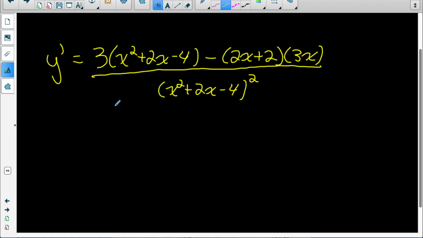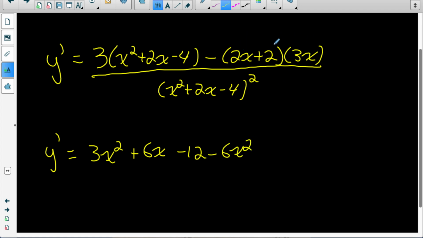And then we just have to simplify this. So I would expand the numerator and collect any like terms. So I've got 3x squared plus 6x minus 12. And then I need to subtract this product. So this product would be 6x squared, so I have to subtract 6x squared. And then 6x, so I have to subtract 6x as well. And the denominator stays the same.